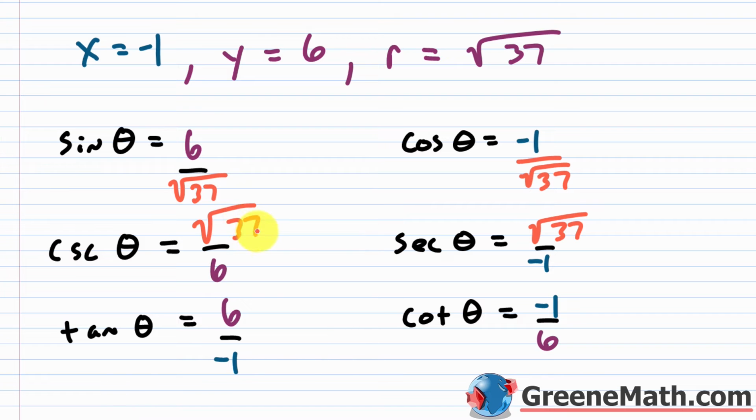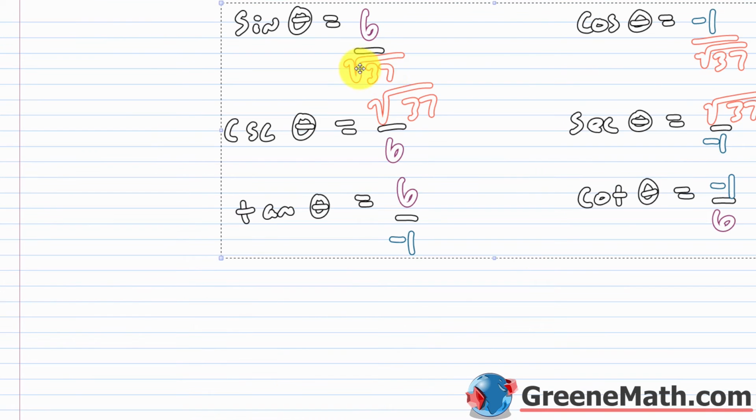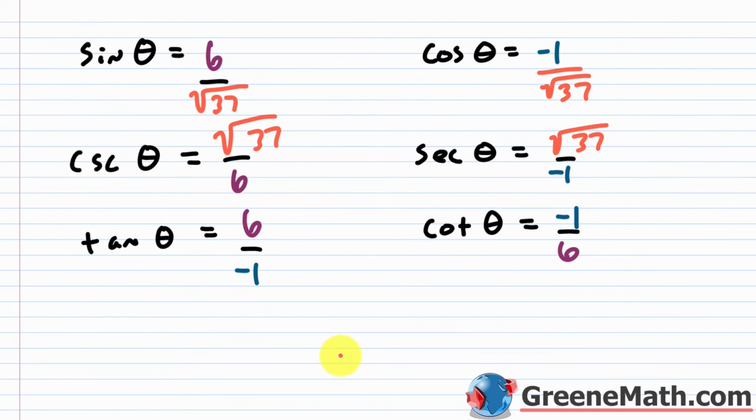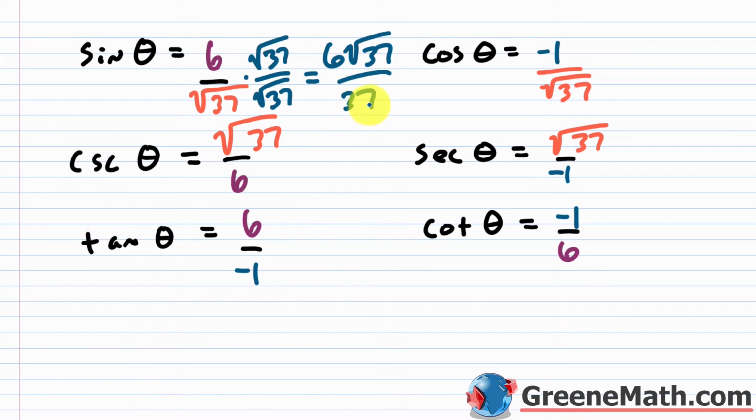Okay, so we're not done because there's simplifying we can do. So I'm just going to come to a fresh sheet so we have a little bit more room to work. So for this top one, the sine of theta, you need to rationalize the denominator. So I'm going to multiply by the square root of 37 over the square root of 37. So this would give me 6 times the square root of 37 over 37. So that's your sine of theta.